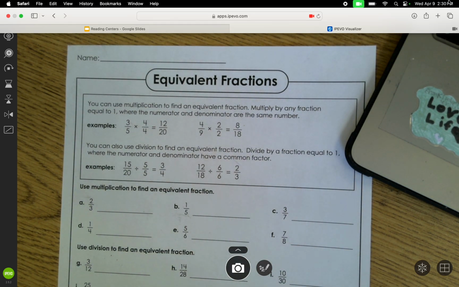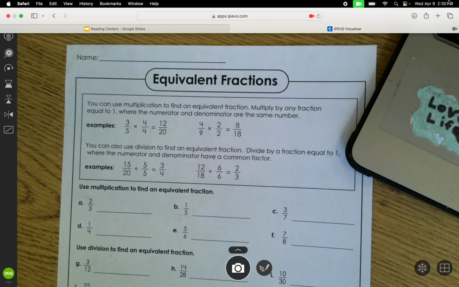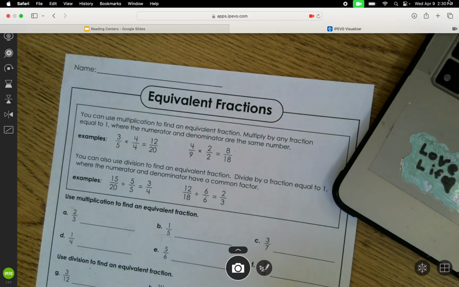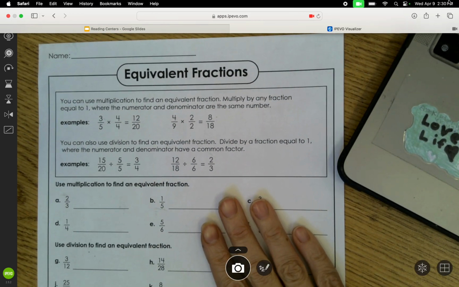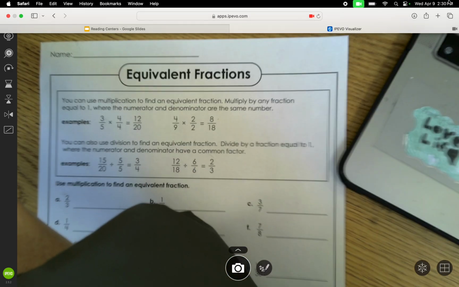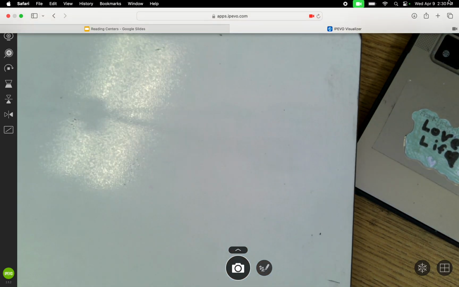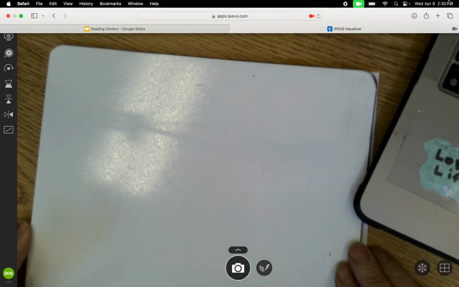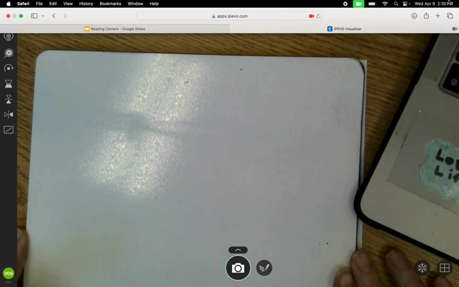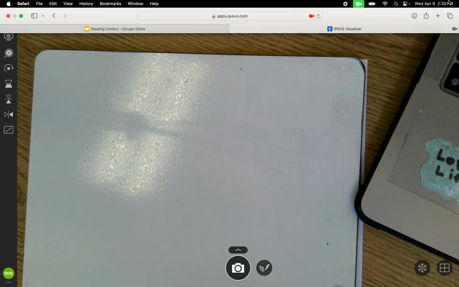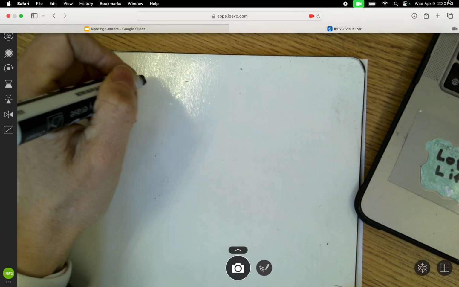Our success criteria is I can use multiplication and division to create equivalent fractions. So an equivalent fraction is a fraction that is equal to another fraction. So we've done this using visual representations such as circles and fraction bars.